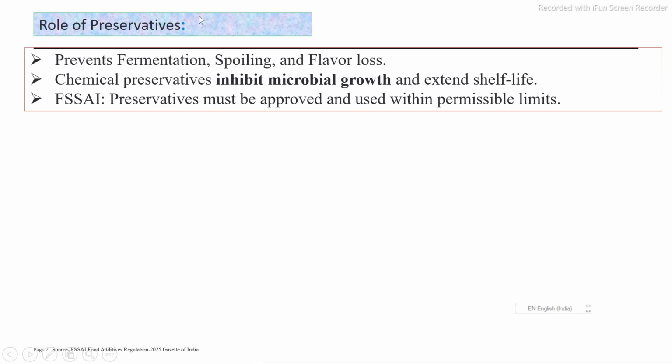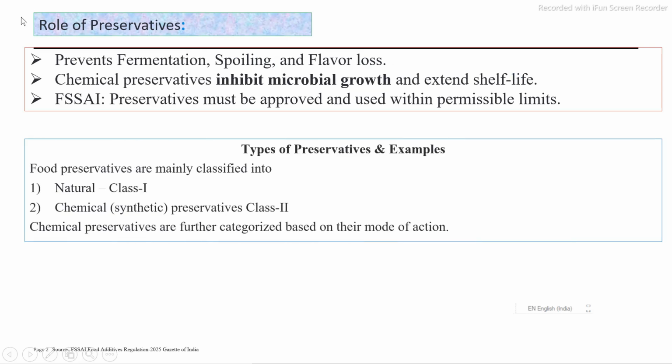The main role of a preservative is to prevent the spoilage of the product, to prevent fermentation, to control enzymatic reactions in foods, and to extend the shelf life of the product. Preservatives are classified into two groups. First is the natural, called class 1, and second is the chemical preservatives, called class 2 preservatives.